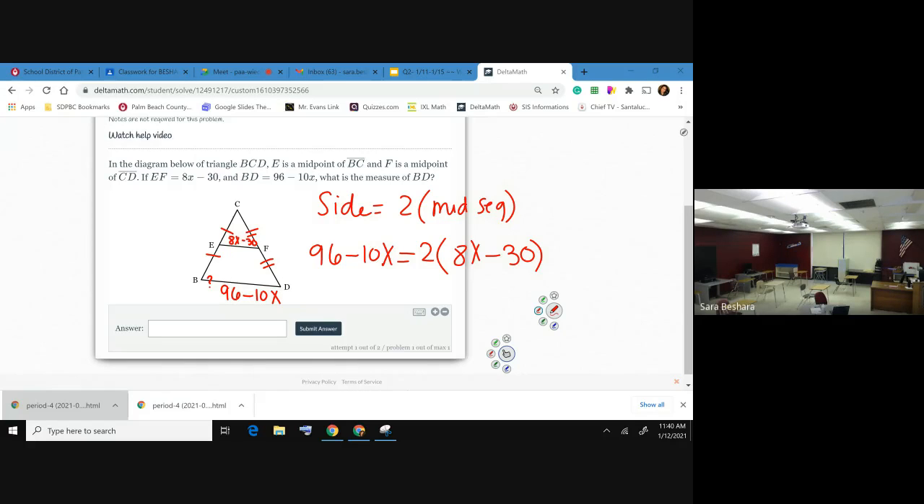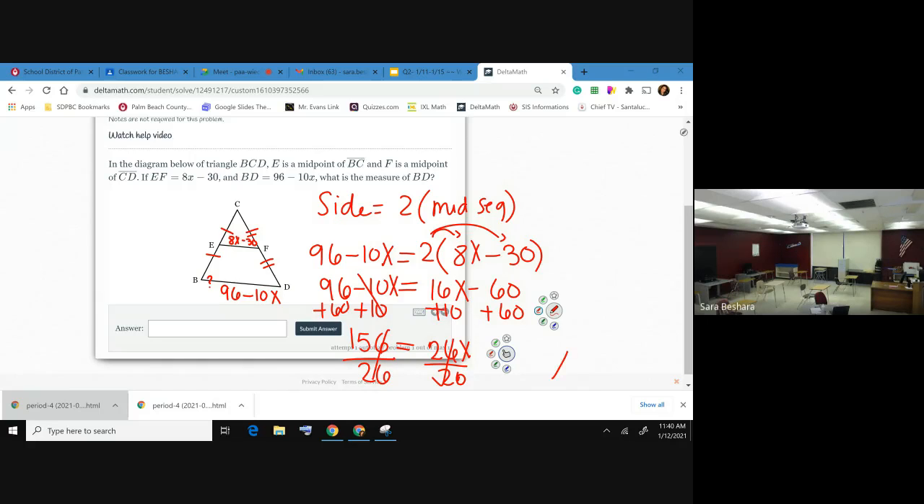Okay, let's distribute. So we get 2 times 8 is 16x, and 2 times 30, that's 60. We add the 10x. So 16 plus 10, that is 26x. Then we add the 60 to the 96. So we get 156. And then we divide by the 26. So let's find what that is. 156 over 26 is 6. So x is 6.